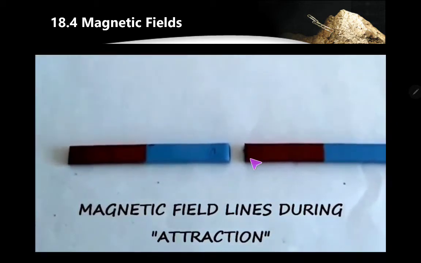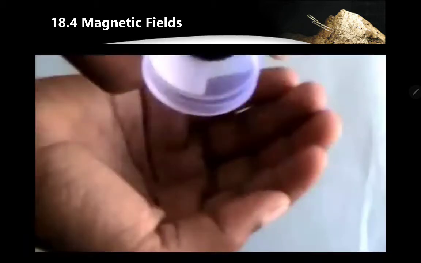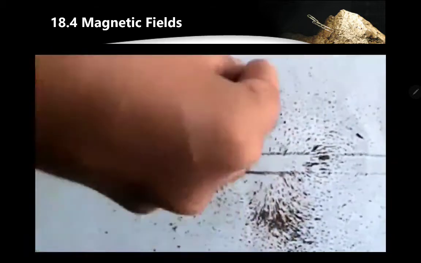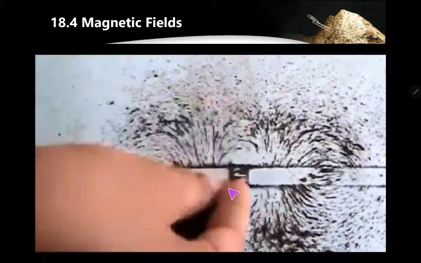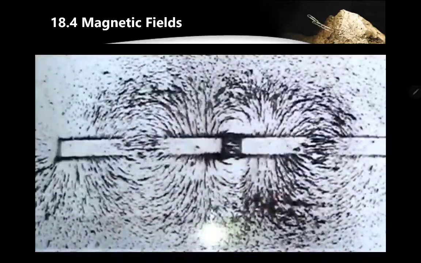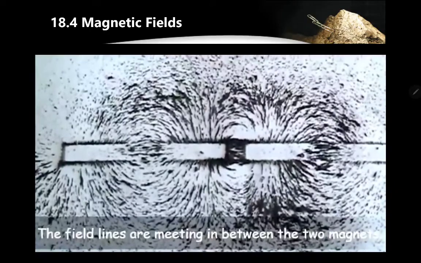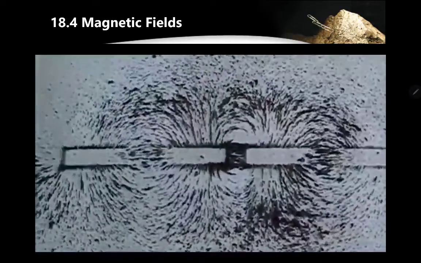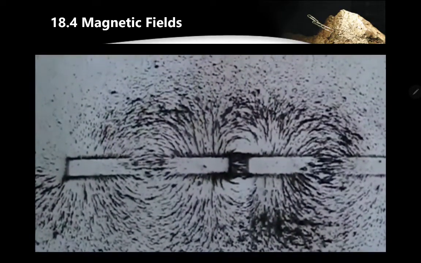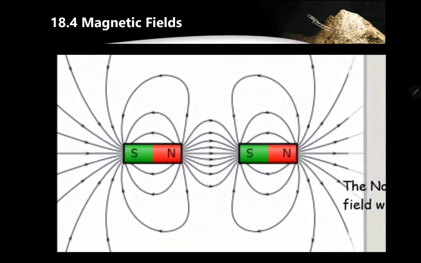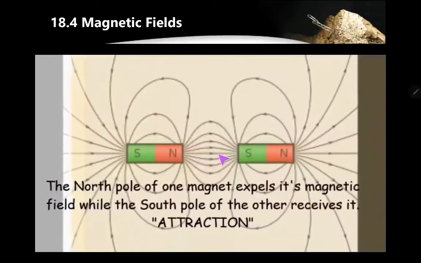And what about during attraction? North Pole here, South Pole here. If you do the same thing, what would you expect? Oh, you see so many field lines going across, and in general there's still that curvy pattern around. The field lines are meeting in between the two magnets. So this would look like this, right?